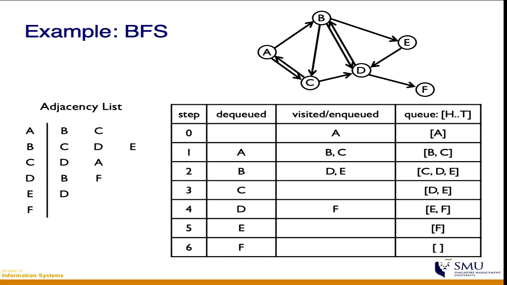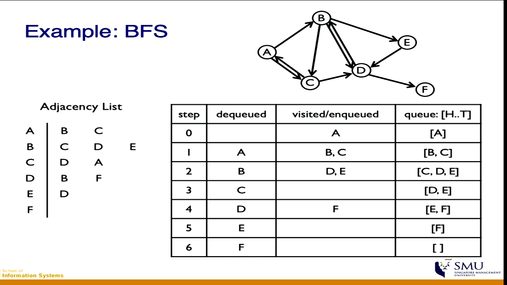Right, so the process is starting from a particular vertex, we are going to visit it and enqueue it. And we are processing it from the queue. Each time we dequeue one vertex, and then we visit the neighbors and enqueue the neighbors.